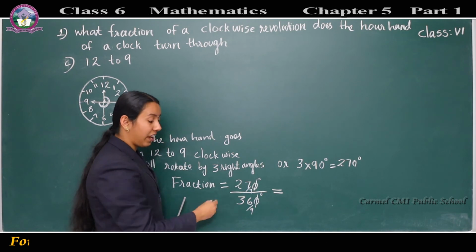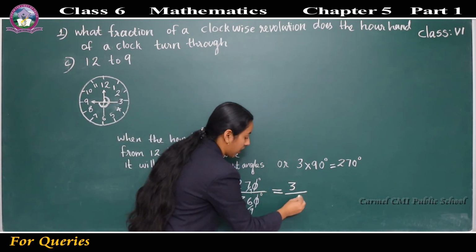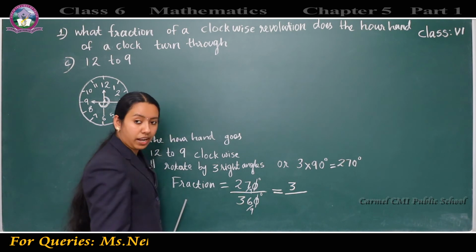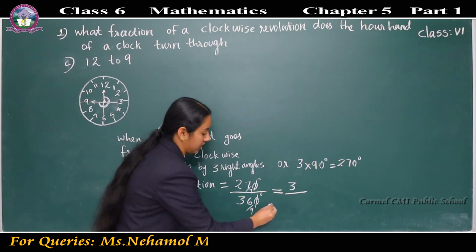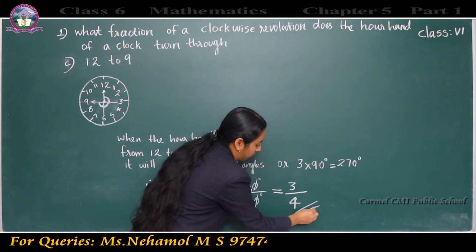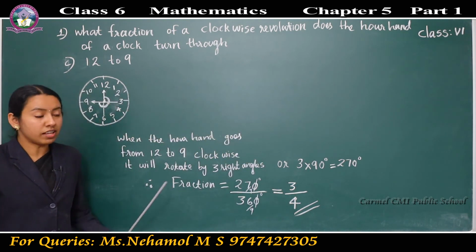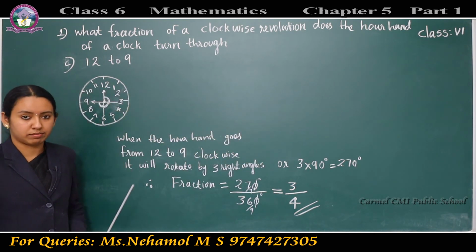27 by 9 is 3. 3 9s are 27. Then 36 by 9 is 4. 9 4s are 36. 3 by 4. 3 by 4 is the required fraction.